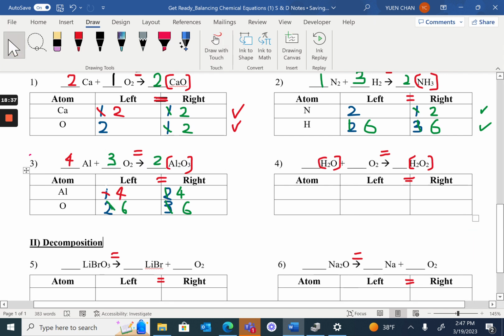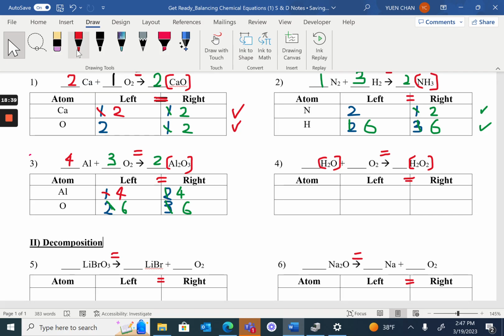Okay, now you can see that, right? Is Al balanced? Yep, Al 4 and 4 balanced. Is my oxygen balanced? 6 and 6 also balanced. All right, so then no blank number. I don't need to put the 1.